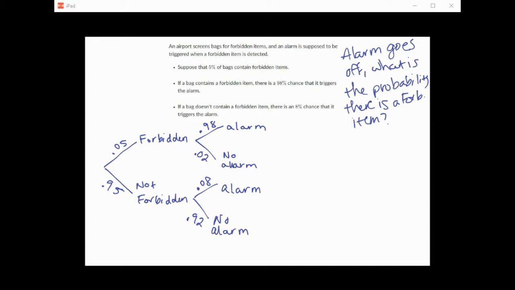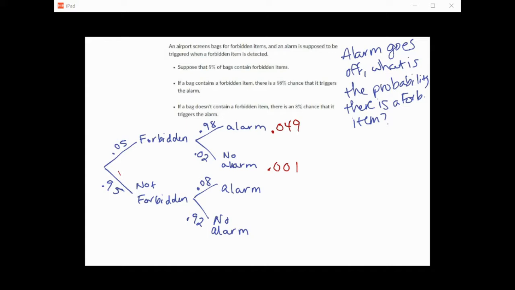So remember how in the first problem, when you're finding the probability of 2 things happening, you multiply them. So for the "and" ones, like forbidden and alarm, you would multiply 0.05 times 0.98. So the probability that it is both is 0.049. 0.05 times 0.02 is 0.001, which they both add up to the 0.05, if you'll notice.